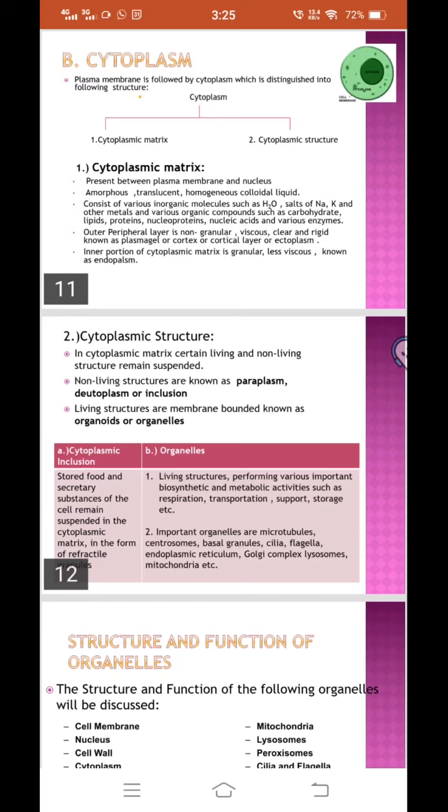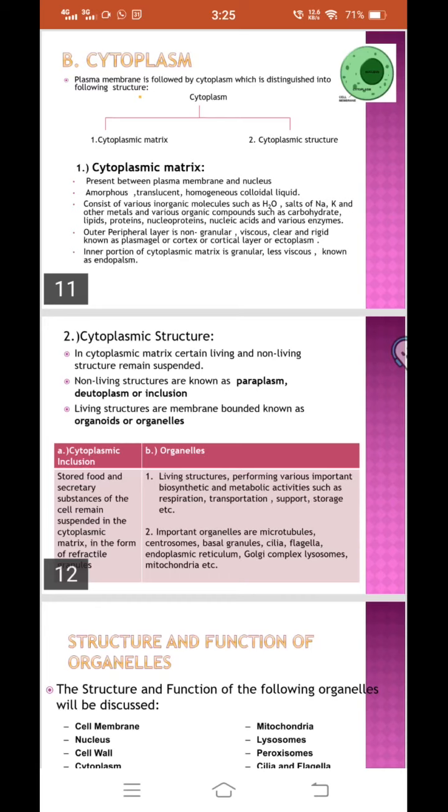In the cytoplasmic inclusions, these are the structures which have the stored food and secretory substances, which are present in the cell, and they remain suspended in the cytoplasmic matrix in the form of granules. So the cytoplasmic inclusions store the food and secretory substances, the substances which are important for the cell. Now next we have the organelles or organoids.